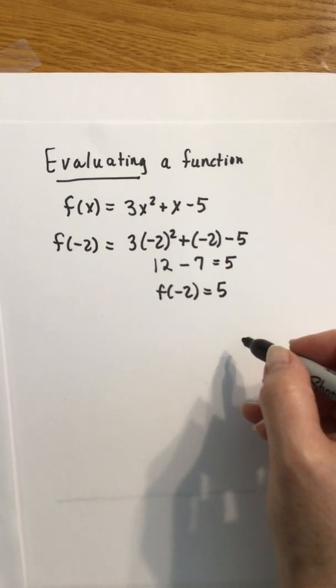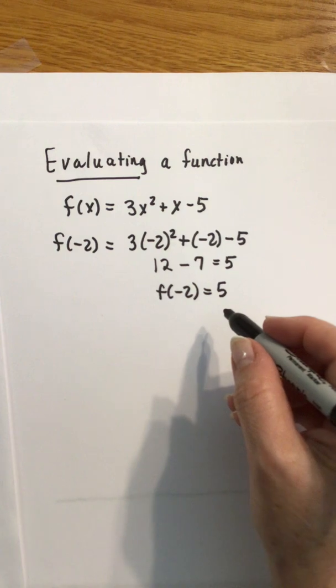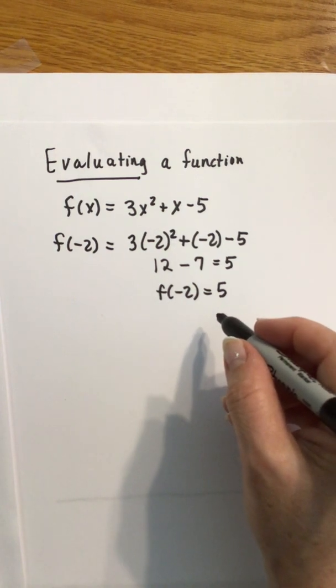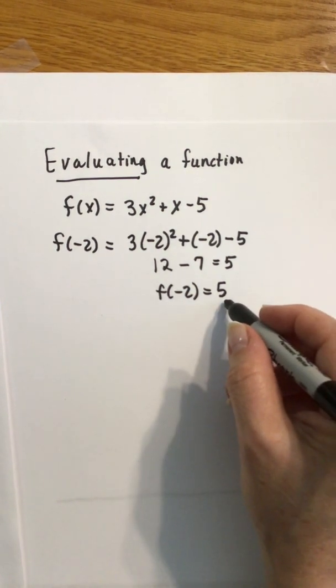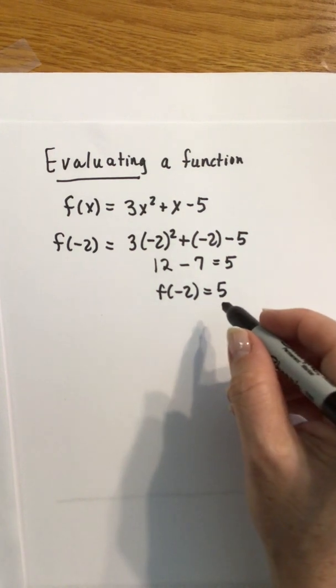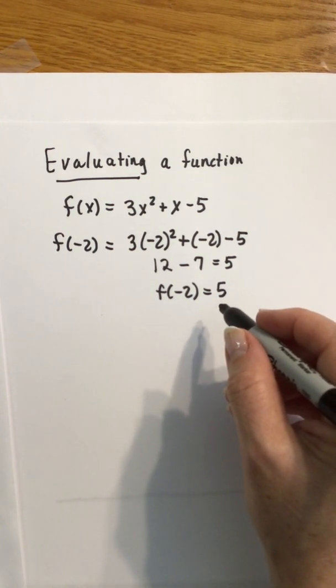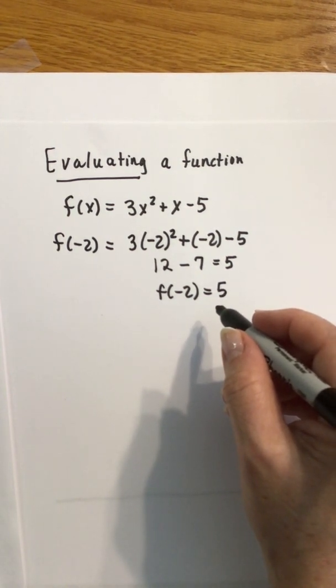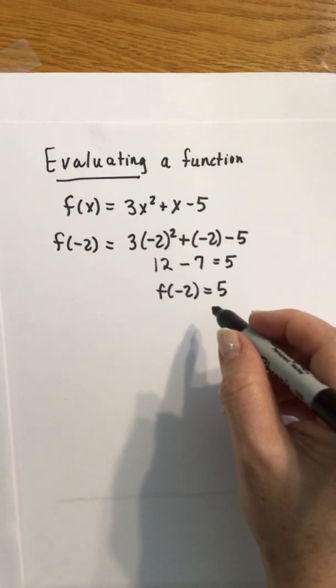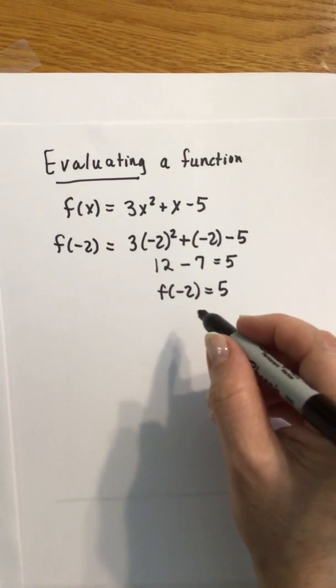When you say it in word form, the value of the function f at -2 is 5. So this is the value of the function f. F is its name. It's not a multiplication. All right, let's try another one.